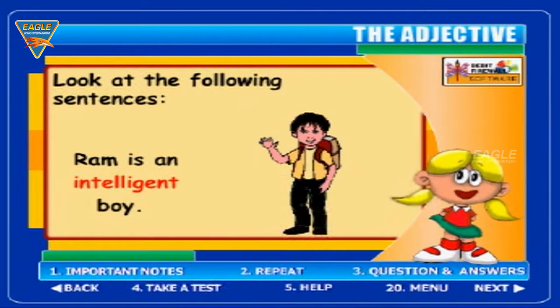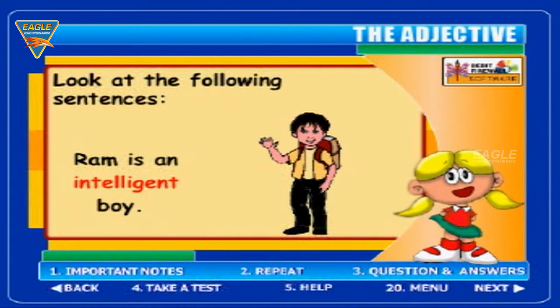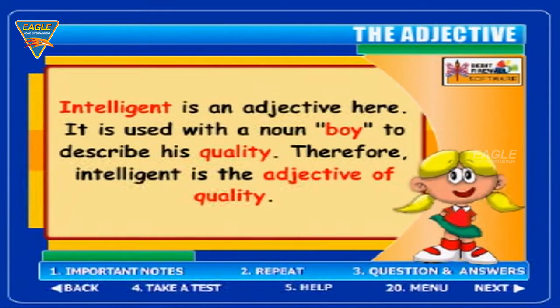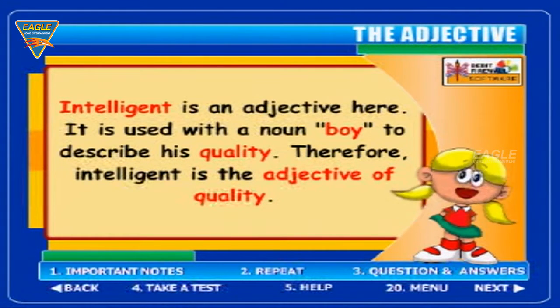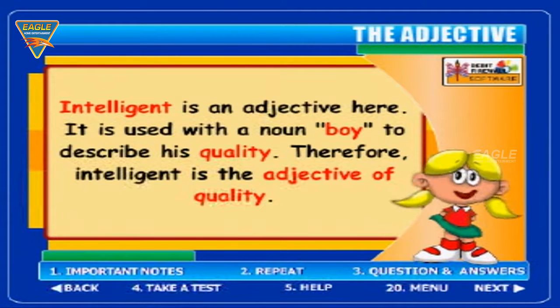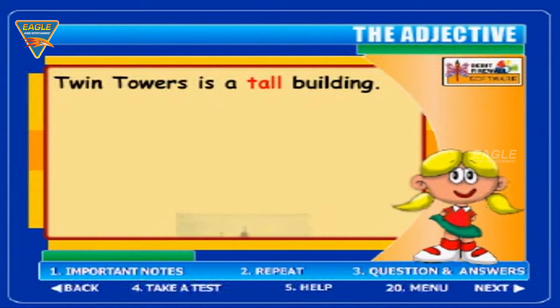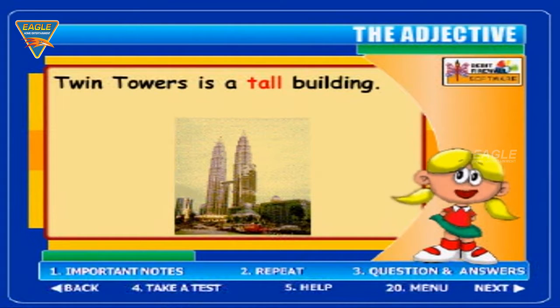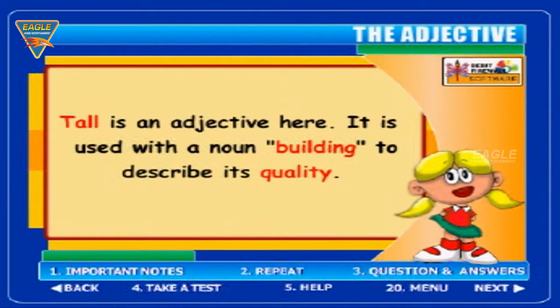Look at the following sentences. Ram is an intelligent boy. Intelligent is an adjective here. It is used with the noun boy to describe his quality. Therefore, intelligent is the adjective of quality. Twin Towers is a tall building. Tall is an adjective here. It is used with the noun building to describe its quality.